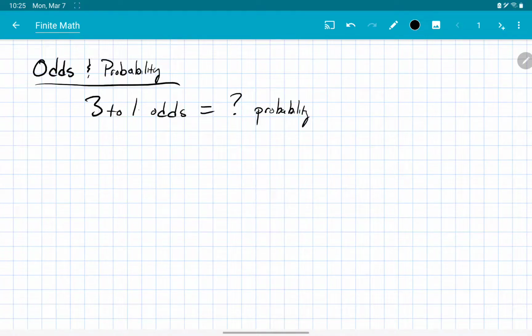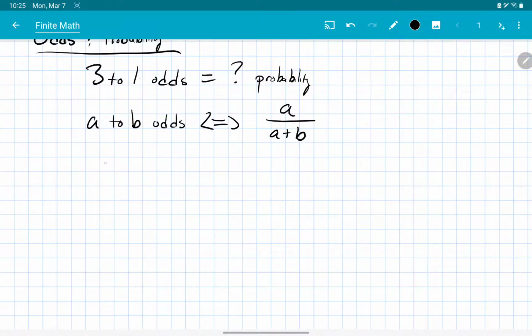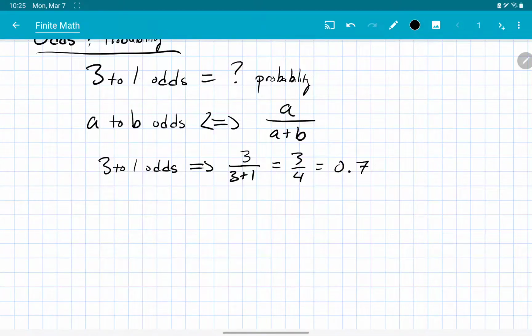Well, the way you convert A to B odds into probability is A over A plus B. So that means 3-to-1 odds converts to, okay, I put the 3 on the top and then 3 plus 1 on the bottom. So this is 3/4 or 0.75. So 3-to-1 odds is the same thing as 0.75 probability.